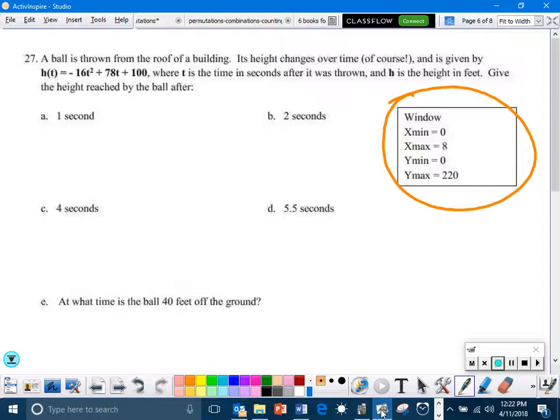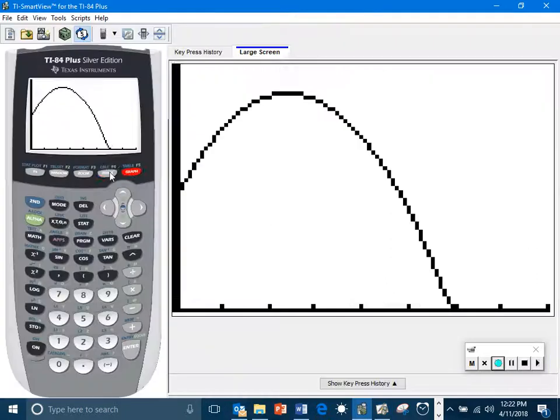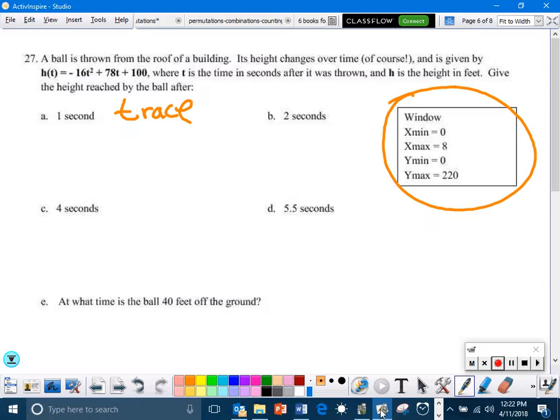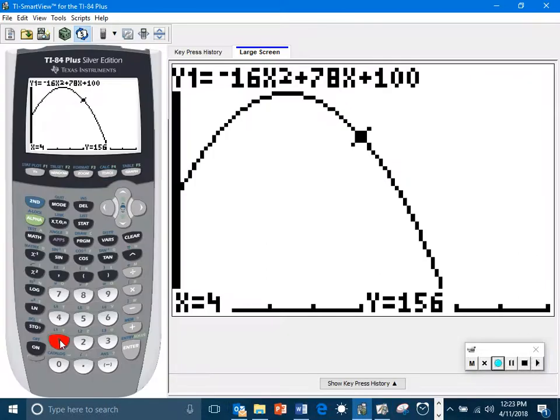Now we're going to answer these questions. So the best way to do this would be to hit your trace button. Then type 1 and then hit enter. What that will do is show you exactly where the ball is. So 1, enter. So at 1 second, it's 162 feet.